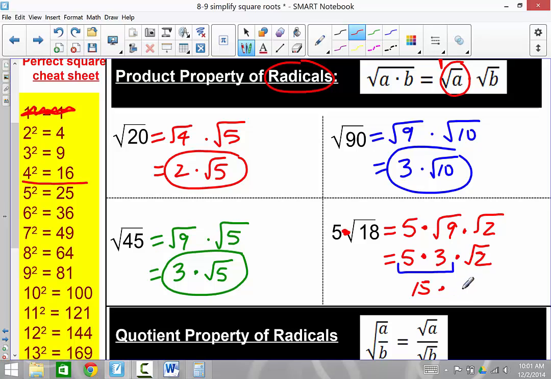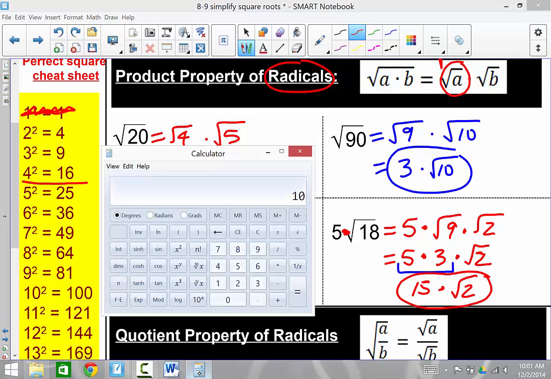And then we'll just keep the square root of 2. It's just going to come right down. And our final simplified answer is 15 times the square root of 2. And again, let's give this a shot and check to see if it actually works.